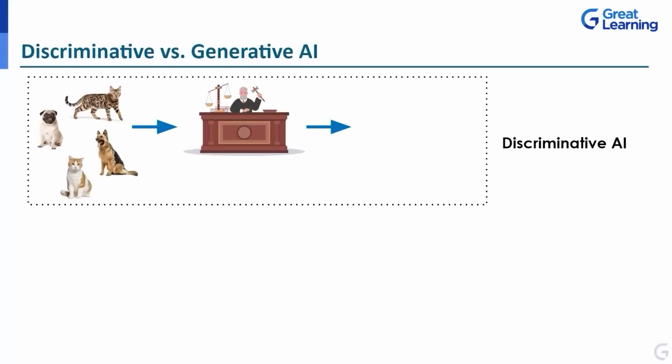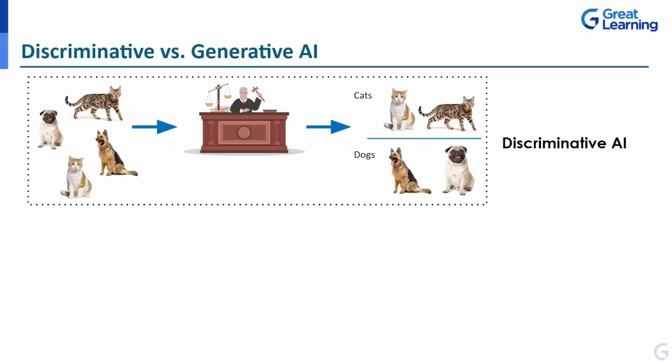You provide this as an input to your discriminative AI, which acts like a judge, and it classifies all this into a set of images between cats and dogs. This is discriminative AI. It classifies. Now let's understand what is generative AI.